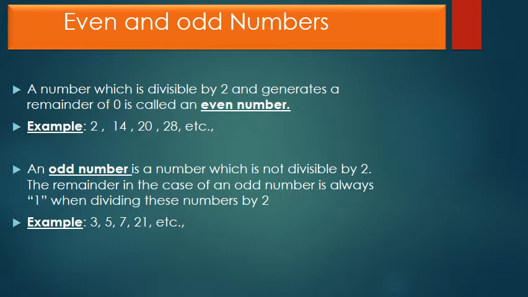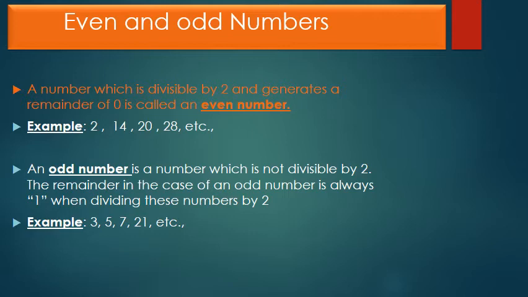If you look at 2, can I divide 2 by 2 and get an answer which doesn't have a remainder? Yes, because 2 divided by 2 equals 1, so there's no remainder there, and therefore the number is an even number. Let's look at 14. Can I divide 14 by 2 and get an answer which leaves no remainder? Yes. 14 divided by 2 equals 7, and there is no remainder.